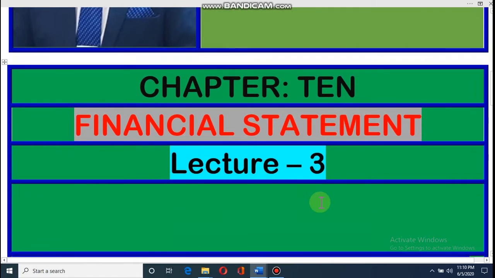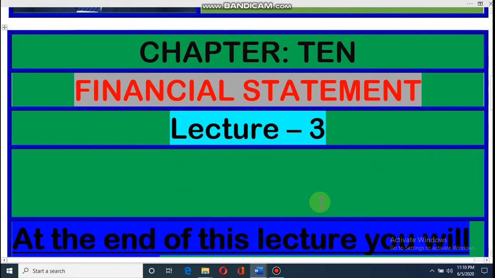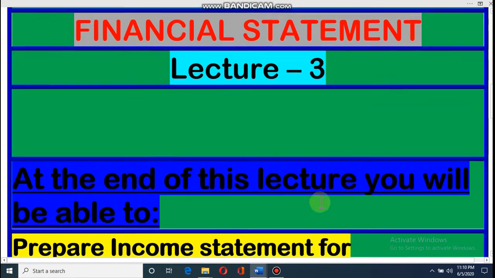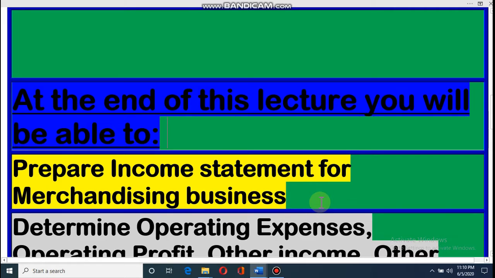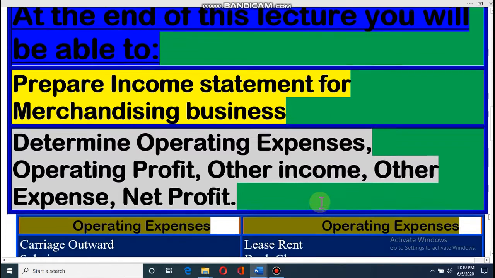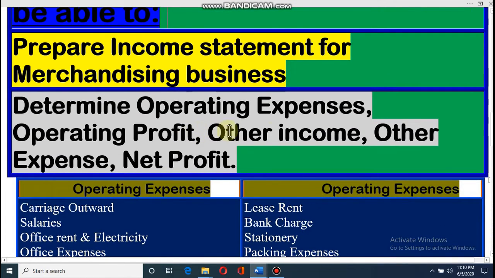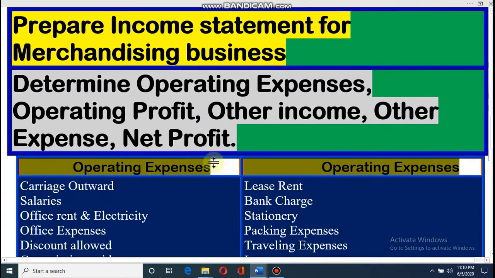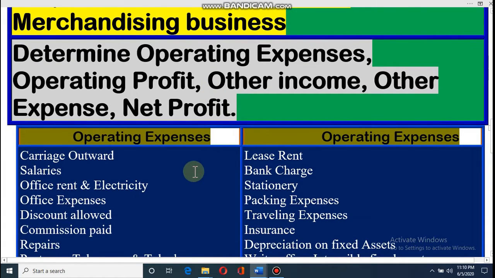Dear student, today we'll discuss chapter 10, financial statement, and this is our lecture 3. At the end of this lecture you will be able to prepare an income statement for a merchandising business, and determine operating expenses, operating profit, other income, other expenses and net profit. If you remember, in the last two lectures we discussed how we can prepare an income statement for a merchandising business. Today I will also discuss some other problems for preparing an income statement.